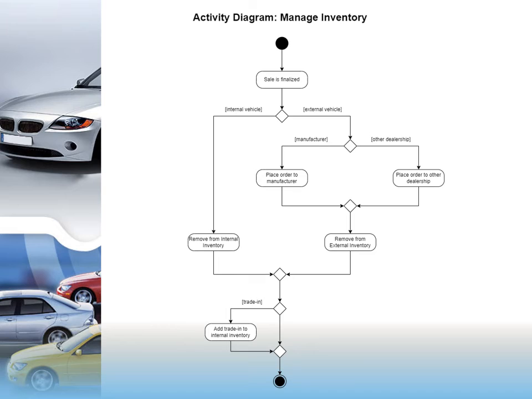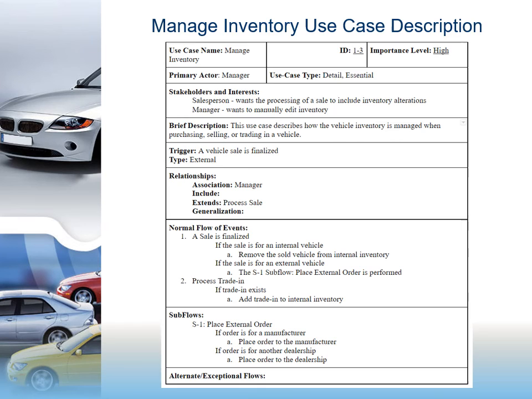where the order is either placed for a manufacturer or an external dealership. In this case, the vehicle is then removed from the external inventory. These two cases end up at a merge node. All that is left then is to consider if there was a trade-in vehicle during the sale. If so, the trade-in vehicle is added to the internal inventory.